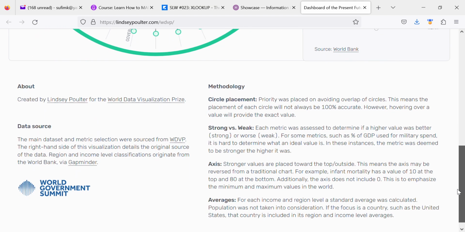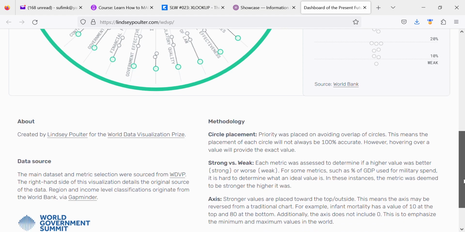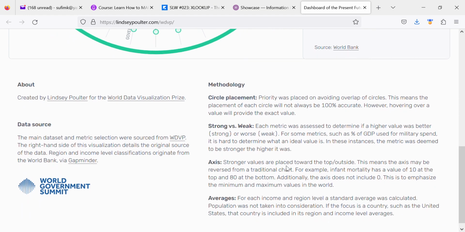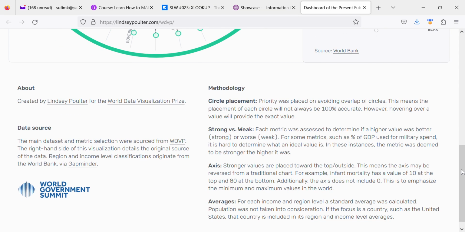In terms of methodology, the circle placement priority was placed on avoiding overlapping of circles. He tries to avoid overlapping of these circles. In terms of strong versus weak, each metric was assessed to determine if a higher value was better, stronger, or worse, weaker. The strong values are placed toward the top outside, which means toward the peripheries, and for each income and region level a standard average was calculated.